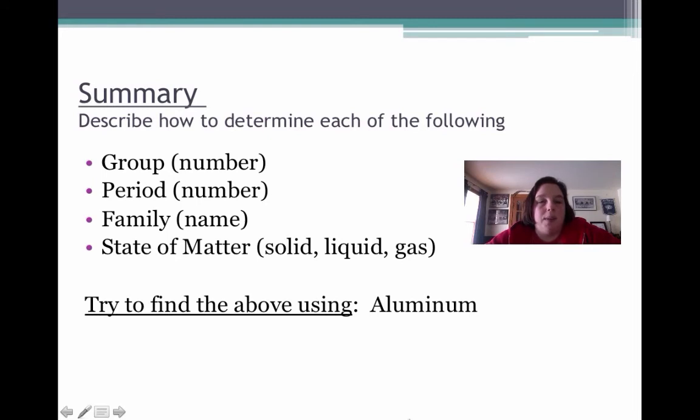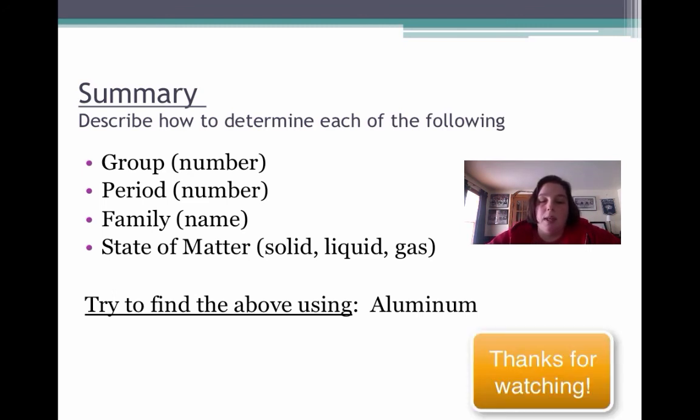Okay, summary time. So what I would like you to do is describe how to find each of the following. So how do you find the group number for an element? How do you find the period number? How do you find the family name? And how do you figure out what state of matter it is? Now also with state of matter, if it's listed as blank or don't know, sometimes remember no is an answer. We don't know. So I'd like you to use aluminum for your summary and try to find those 4 different things for aluminum. All right, good luck, and I'll see you guys in class.